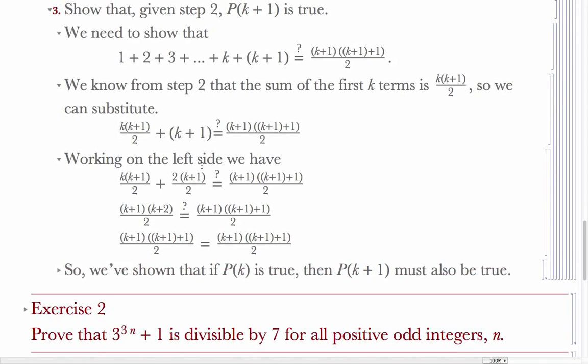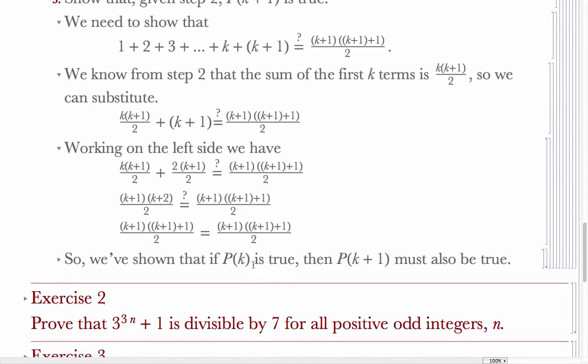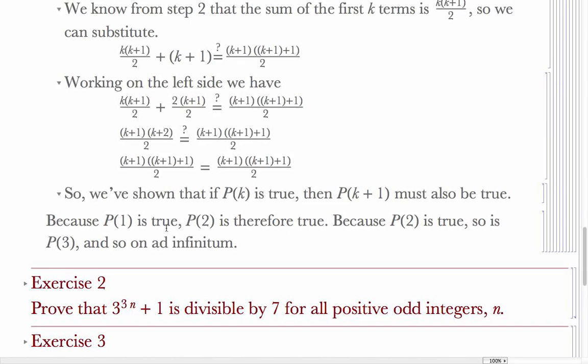And so we've shown that if p of any arbitrary value k is true, then p of k plus 1 must also be true. And those three steps combined yield a result that has a domino effect where the proposition being true for each number implies that the proposition is true for the next number forever. And so we've proven that the conjecture is true for all n in the natural numbers.